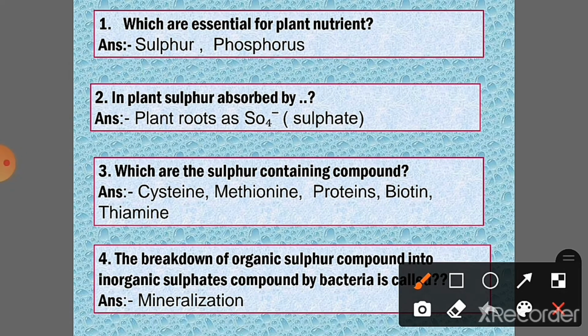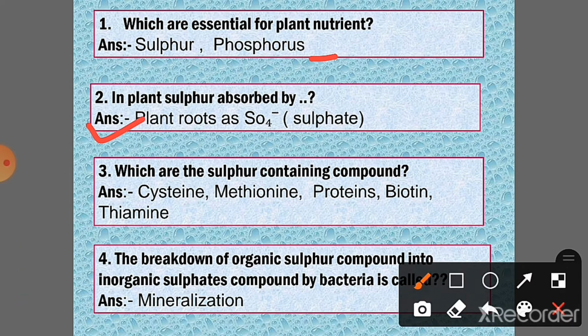Which are the essential plant nutrients? Answer: sulfur and phosphorus. Question 2. In plants, sulfur is absorbed by? Answer: the plant root as sulfate. Sulfur is converted to sulfate.